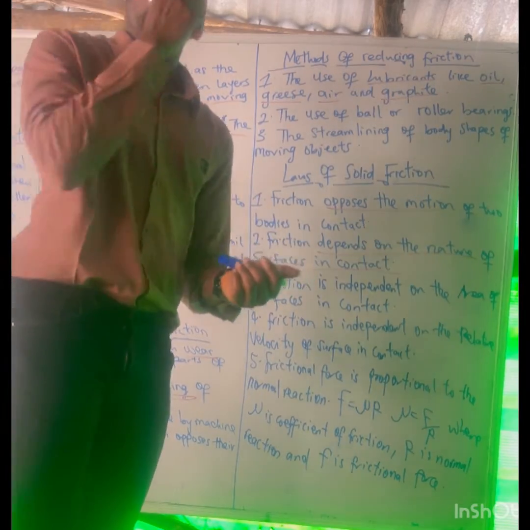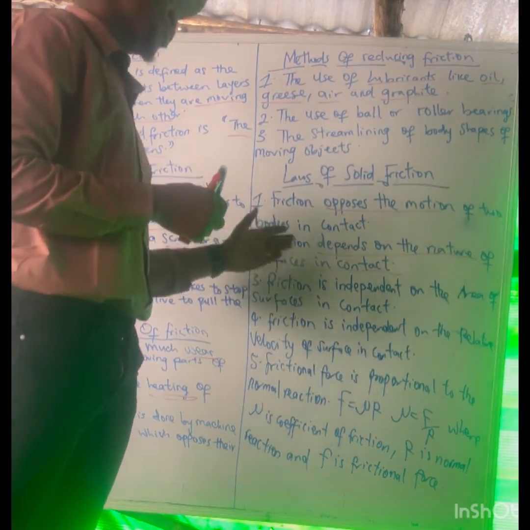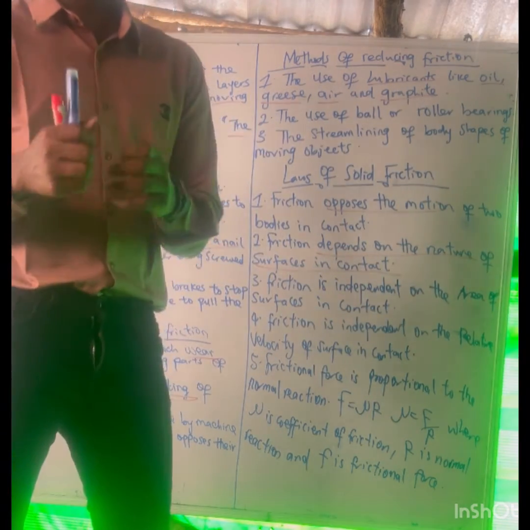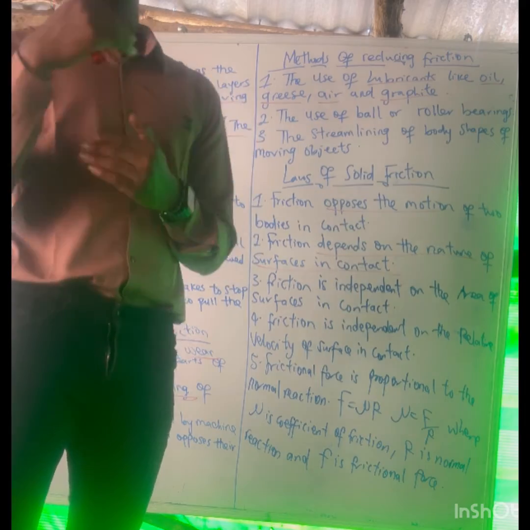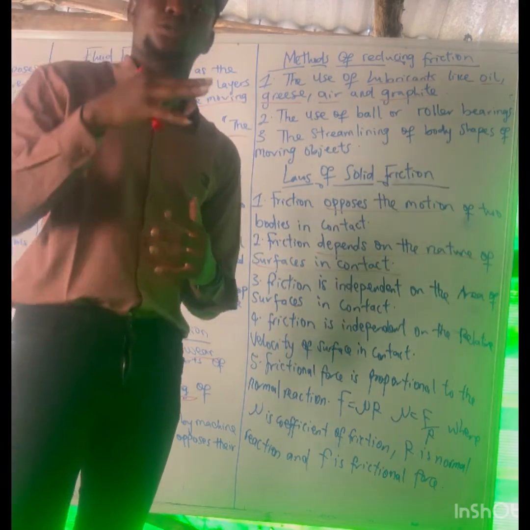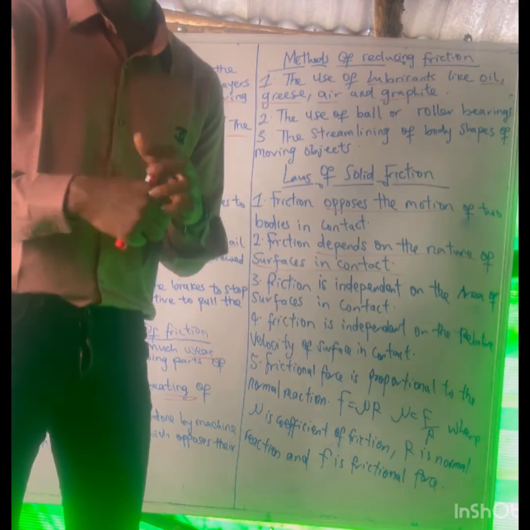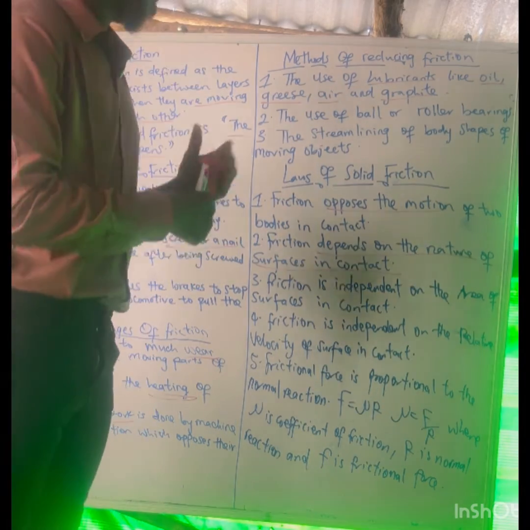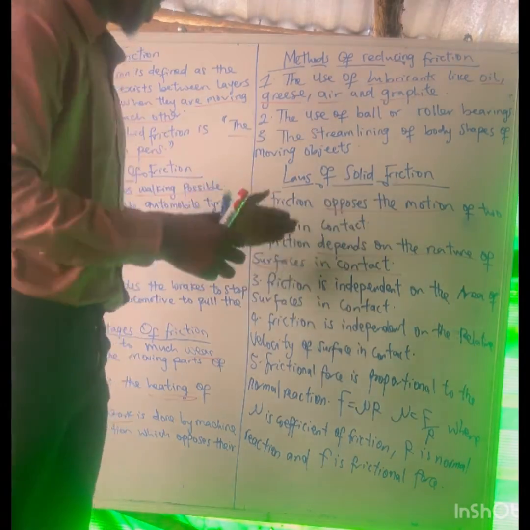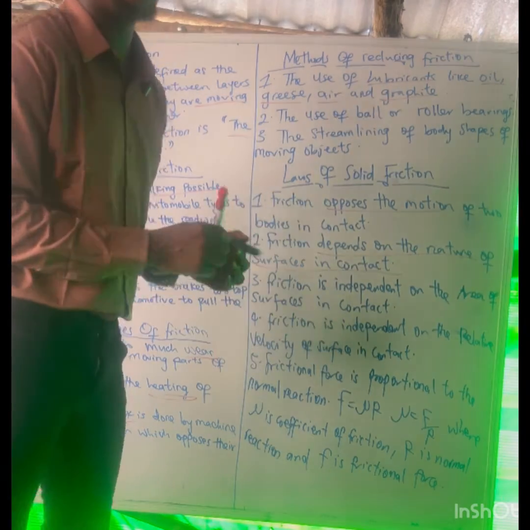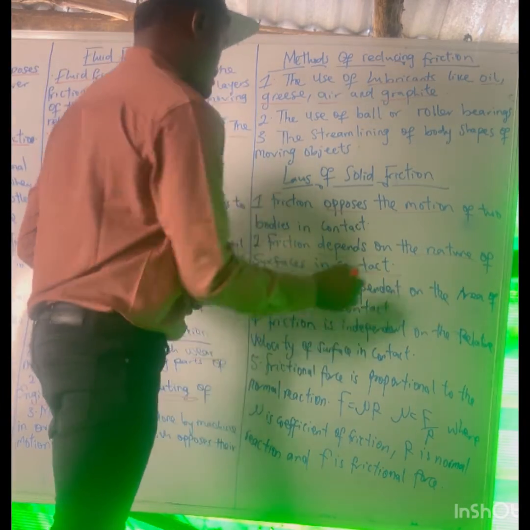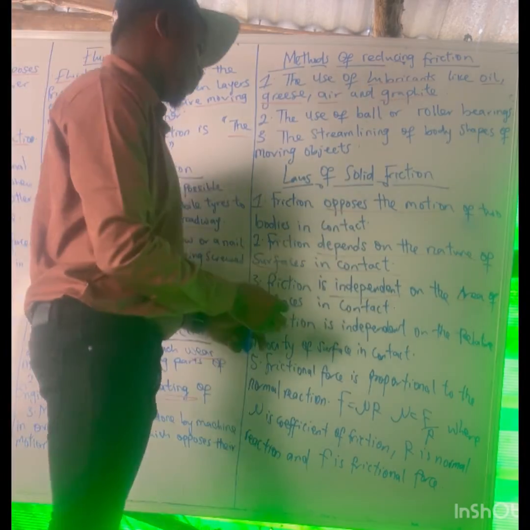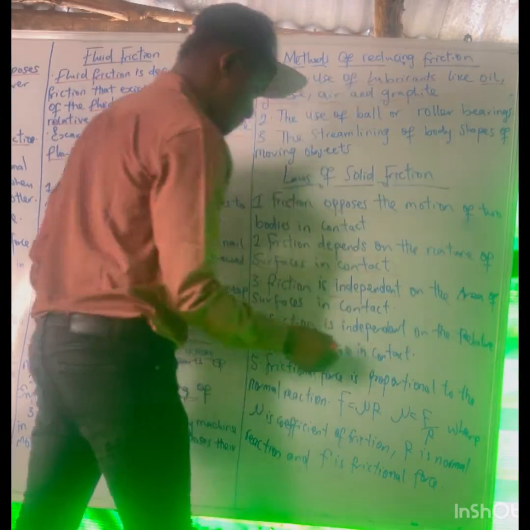What do we mean by this? Talking about the nature, we are actually talking about whether the surface is rough or smooth. When the surface is rough, there is high friction. But when the surface is smooth, there is no friction, or we say there is low friction. So friction depends on the nature of the surfaces in contact, but friction is independent of the area.